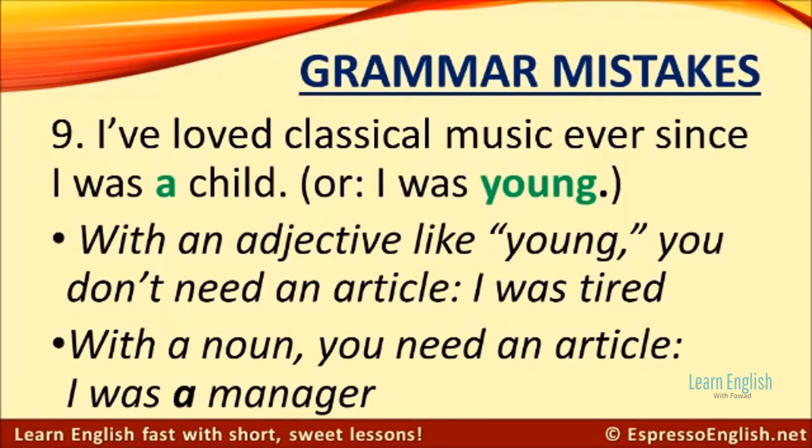When using an adjective like young, you don't need an article. You can say I was hungry, I'm tired, etc. But when using a noun like child, then you need an article. I was a child. I was a manager. I'm a sports fan, etc. Number 10.